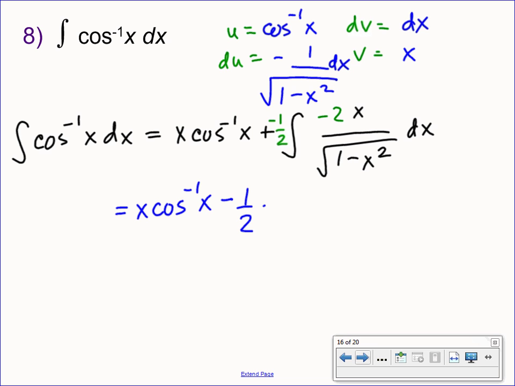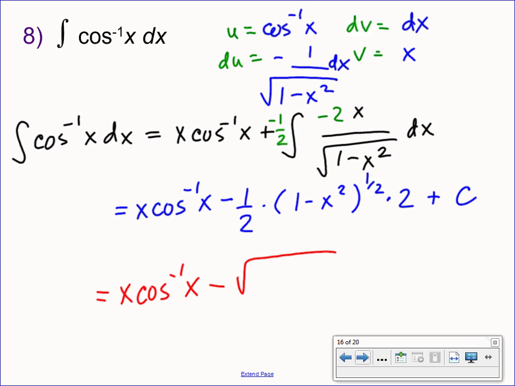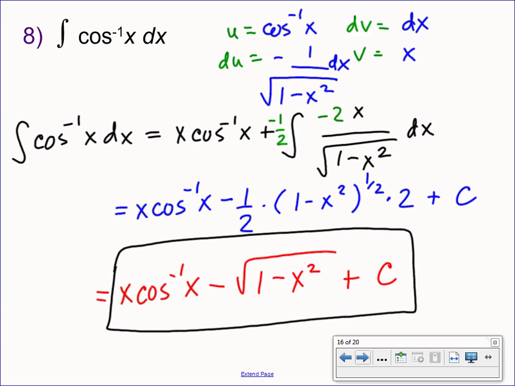minus 1/2. Add 1 to the exponent. Divide by the new exponent. Dividing by 1/2, the new exponent, is the same as multiplying by 2, and then plus c. And we can make this look prettier. X inverse cosine of x minus root 1 minus x squared plus c. That's pretty sweet. So an antiderivative for inverse cosine of x is this. That's pretty cool. All right, guys, we're almost there.